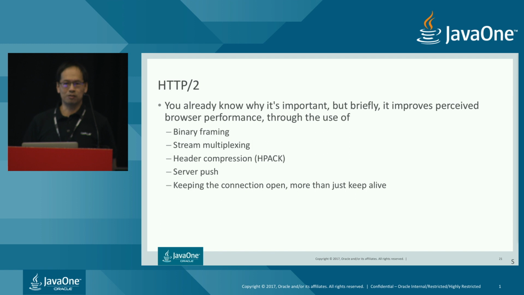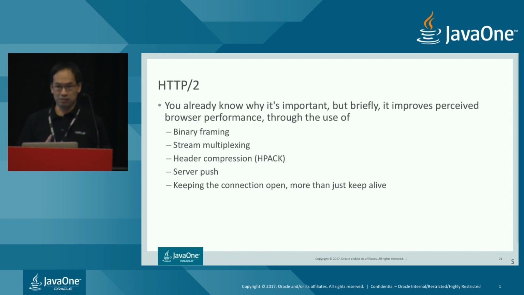Now, let's take a look at what HTTP/2 is. We all know that HTTP/2 is important. The primary focus is performance, and it has a lot of features to improve page loading in the browser. How does it do this? Let's take a look. First is binary framing. In HTTP 1.1, the protocol is in clear text, and binary, no doubt, is more compact and efficient when transferred across the wire.